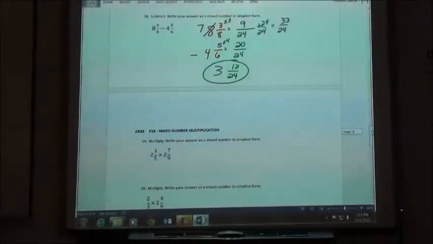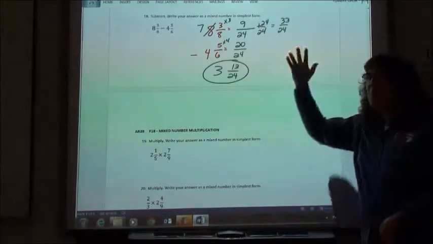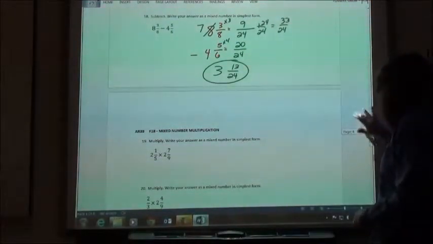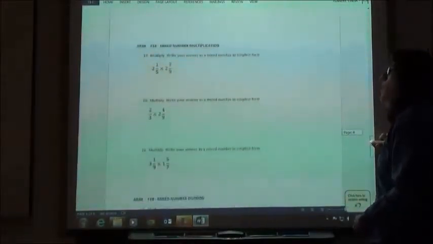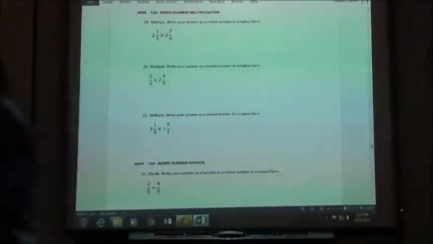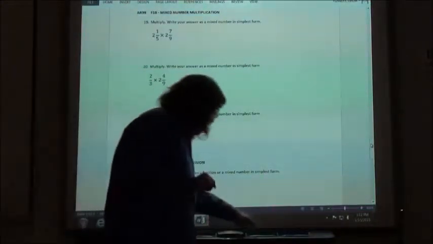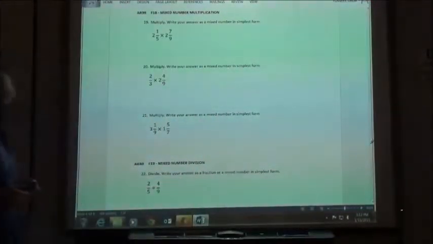Now, when we work with adding and subtracting of mixed numbers, we do it a whole different way than when we do multiplying and dividing mixed numbers. With multiplying and dividing of mixed numbers, you have to change your mixed numbers into improper fractions as your very first step. You could do it with adding and subtracting, but then your numbers get really big. So that's why we usually don't on adding and subtracting. But on multiplying and dividing, we do have to change them into improper fractions first.